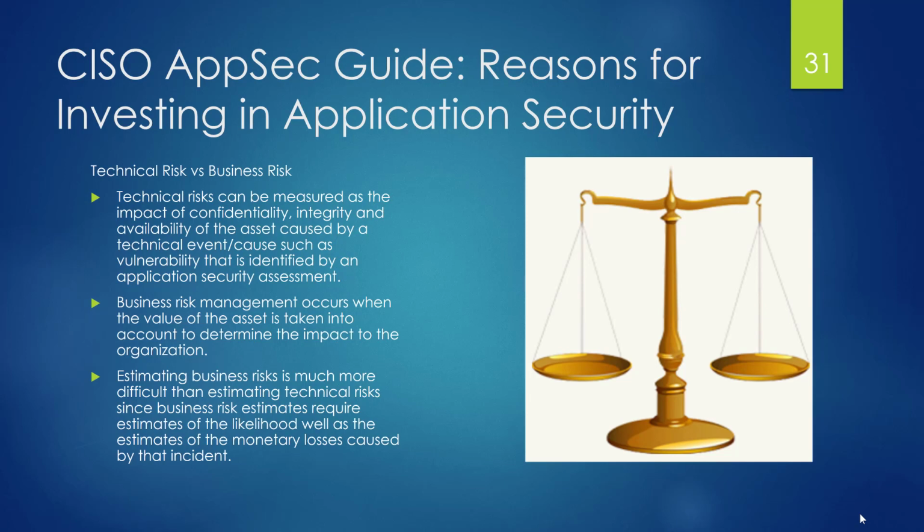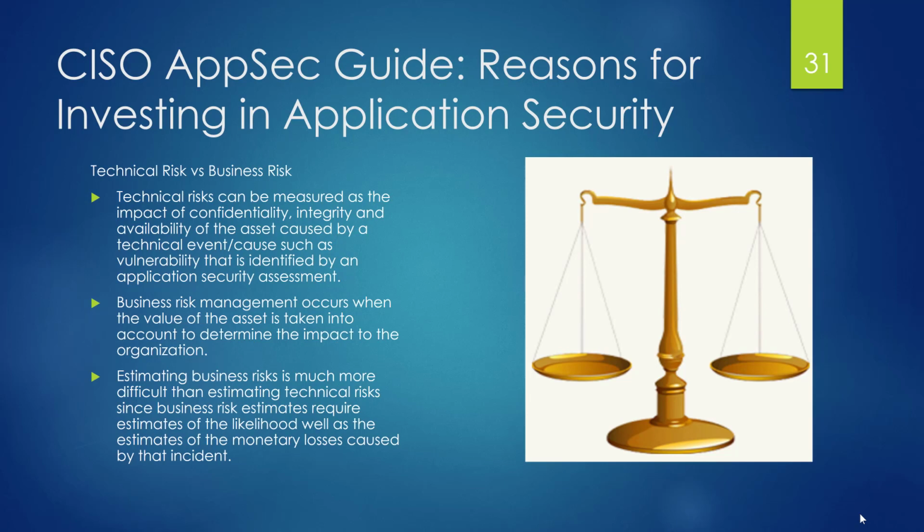As you're doing that and you start to look at the risk that your organization is going to incur, and where we're going back to investing in application security, some of that, the technical risk, you can actually measure pretty directly. So the impact on confidentiality, integrity, and availability, accountability as well, you should be able to go out and pretty directly manage or measure. For business risk management, this becomes a little bit more problematic because you've got to take into account estimates of the likelihood of something occurring and then the monetary losses that are going to be caused by that incident.